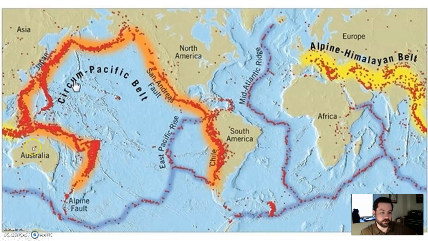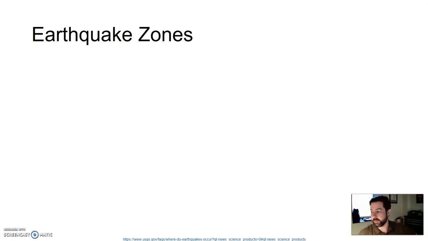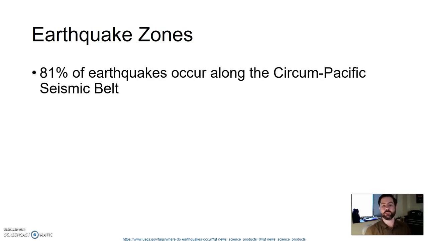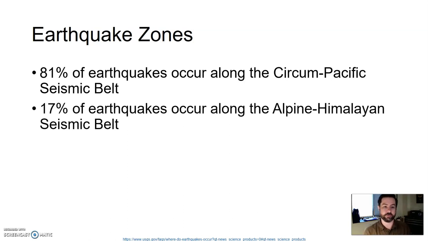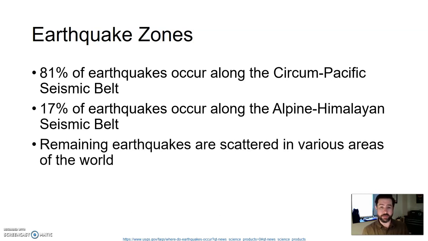So this area, just north of Australia, where Indonesia and Malaysia are, is the confluence of two major belts of high earthquake activity, and subsequently also high volcanic activity, sitting right at the edges of some major plate boundaries. So 81% of earthquakes occur along the circum-Pacific belt. 17% of earthquakes occur along the Alpine Himalayan seismic belt. And the remaining earthquakes are scattered in various areas of the world.